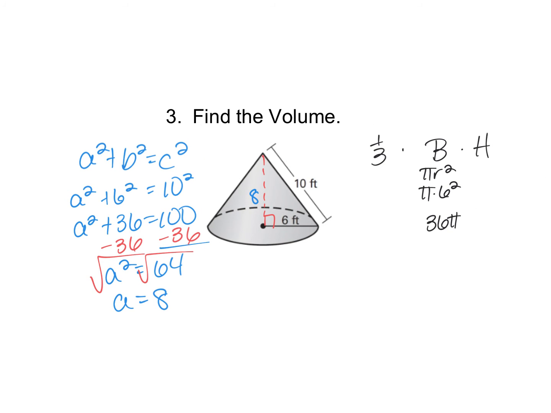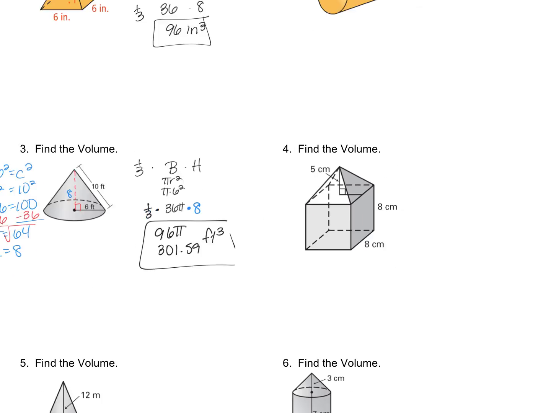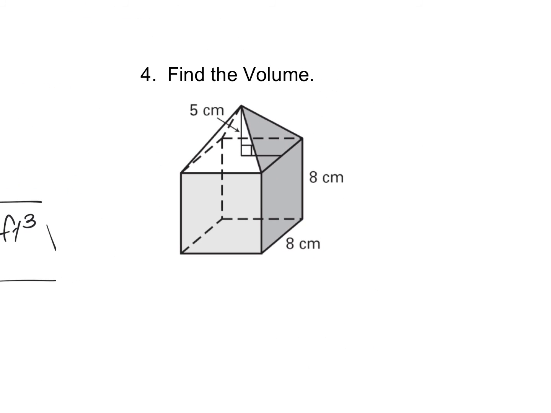All right, so now we're ready to plug that into our other formula. The height is 8, and I don't want to forget that 1/3. So now I have 1/3 times 36 times 8, and so I have 96 pi. Or if they wanted it rounded, it would be 301.59 feet cubed.